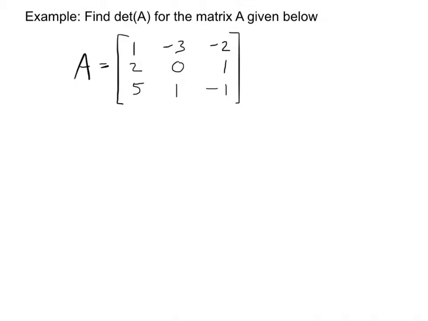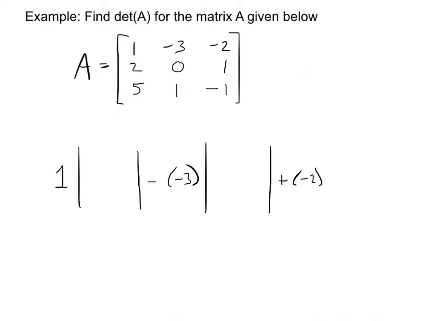I want us to find the determinant of this matrix. Just like I said before, it might be helpful for you to start by saying, okay, it's going to be 1 times the determinant of some mini matrix minus negative 3 times the determinant of another mini matrix. Then plus negative 2 times the determinant of another mini matrix. I should be calling them the associated minor, but mini matrix just sounds cuter. So this is the setup. I hope you guys understand where that came from.